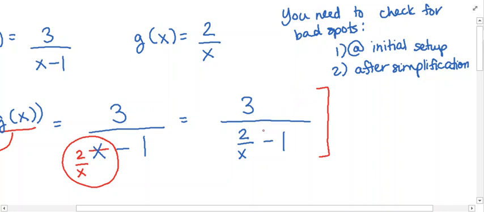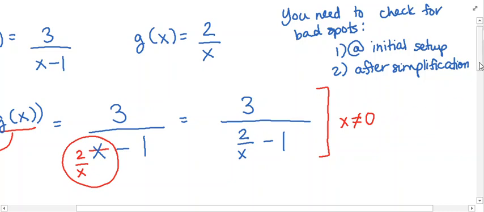We have a fraction within a fraction. I am going to focus here. This is just eyeballing it. Just looking at it, you should be able to see a bad spot. In this little tiny fraction, the 2 over x, x cannot be 0, because if x is 0, you would have 2 divided by 0, and that's bad. You would divide by 0. So from the initial setup, we can see that 0 is a bad spot.